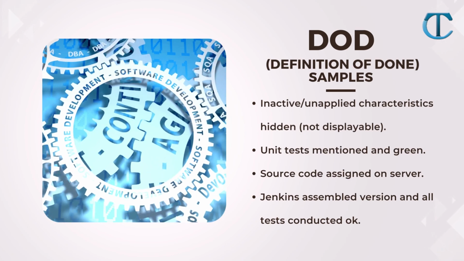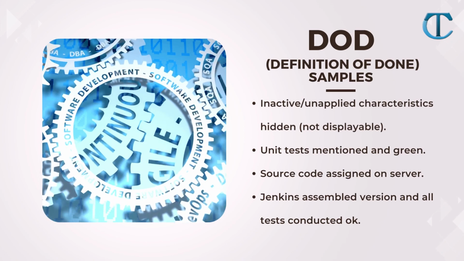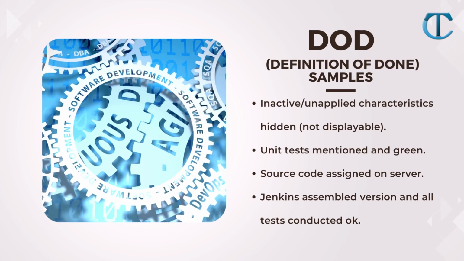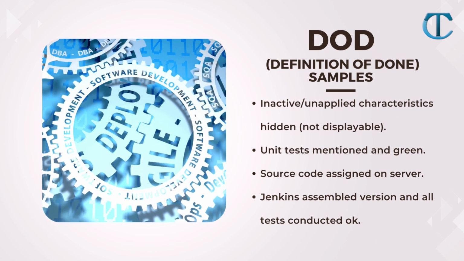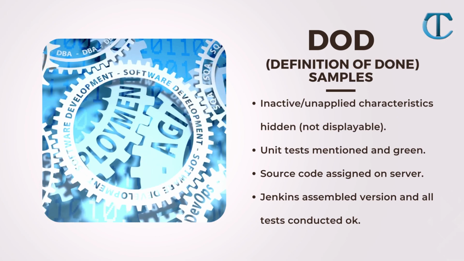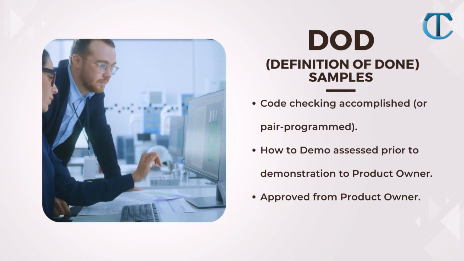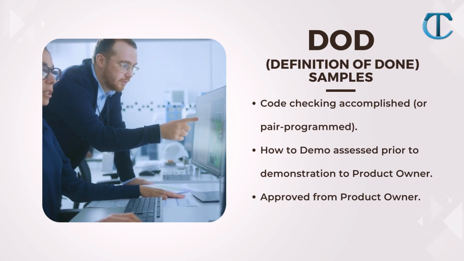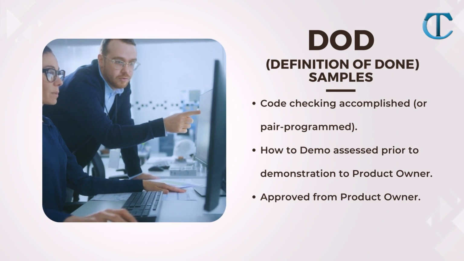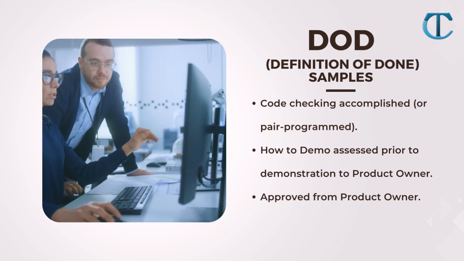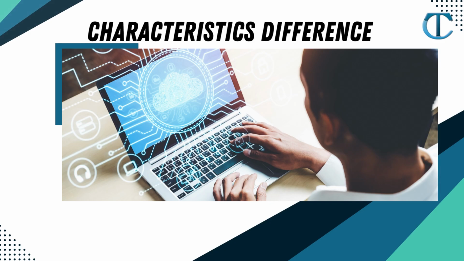Unit tests mentioned in green. Source code assigned on server. Jenkins assembled version and all tests conducted OK. Code checking accomplished or pair programmed. How-to-demo assessed prior to demonstration to product owner. Approved by product owner.